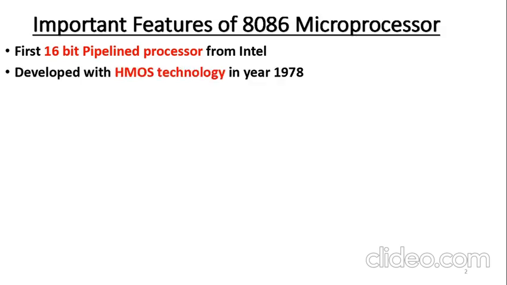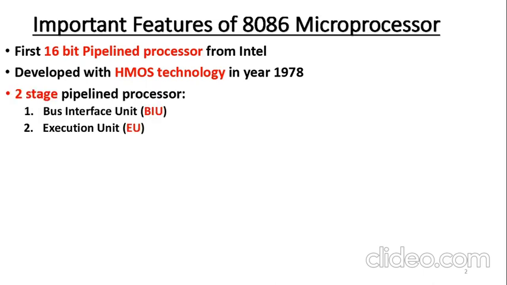This processor is developed with HMOS technology in the year 1978. HMOS stands for High Performance N-channel MOSFET technology. It is altogether different from TTL technology which was earlier used. Now this processor is a pipeline processor, and it is a two-stage pipeline processor. There are two internal sections, bus interface unit BIU and execution unit EU.